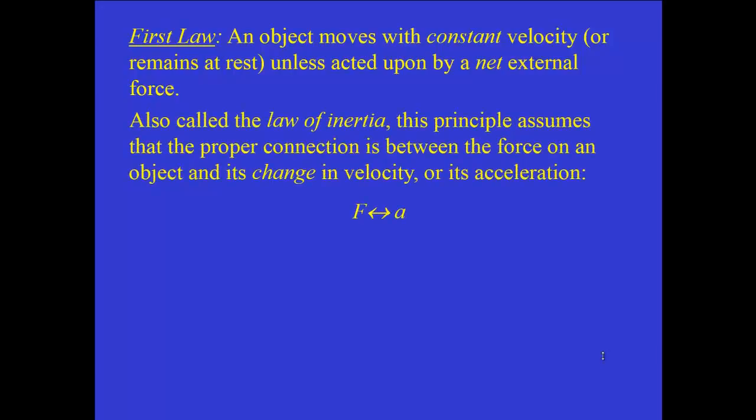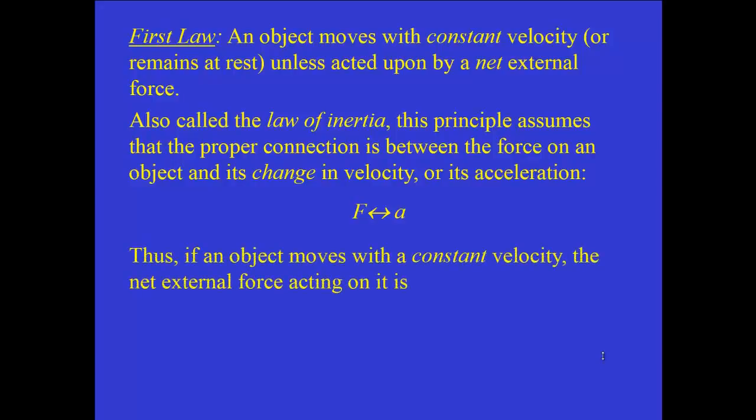So this principle, called the law of inertia, first articulated in some form by Galileo, assumes that the proper connection is between the force acting on an object and the object's change in velocity, which we quantify, of course, as its acceleration. So rather than there being a one-to-one connection between a net force and a velocity, what Newton actually showed was that there's this one-to-one relationship between a net force and an acceleration, or a change in velocity. So, if an object therefore moves with a constant velocity, Newton's first law would tell us that the net external force acting on it is zero. It doesn't mean there aren't any forces acting on it.